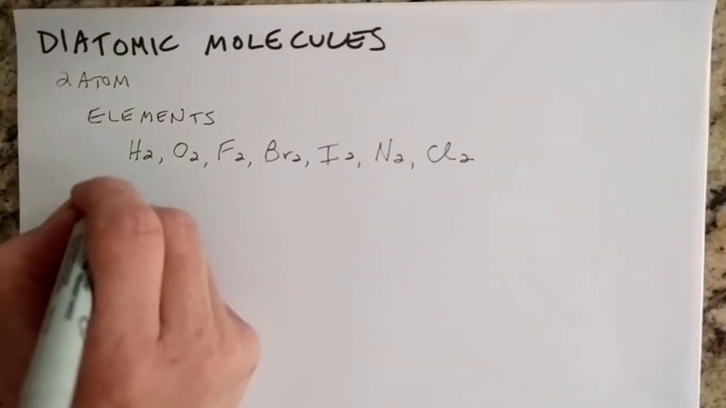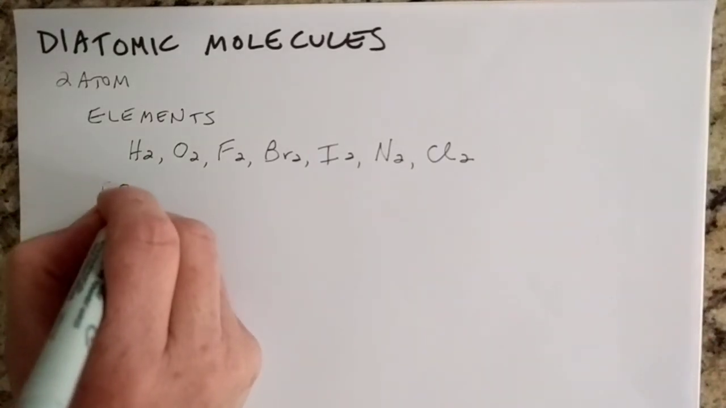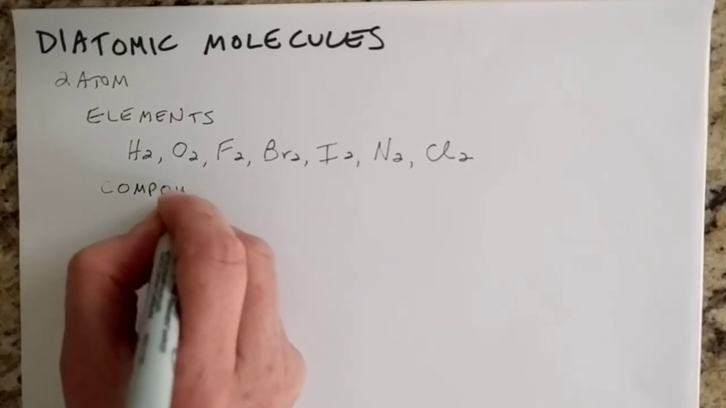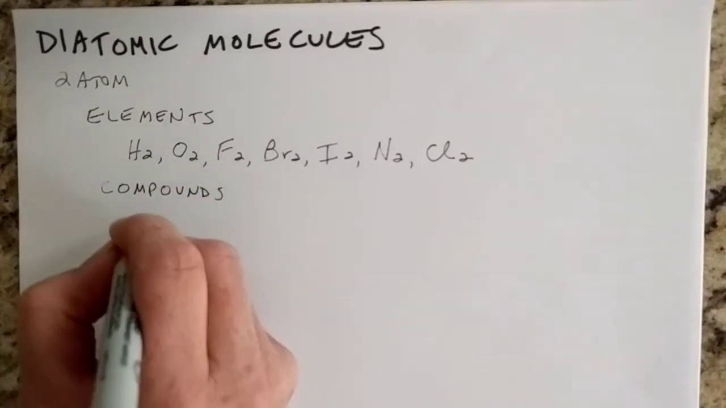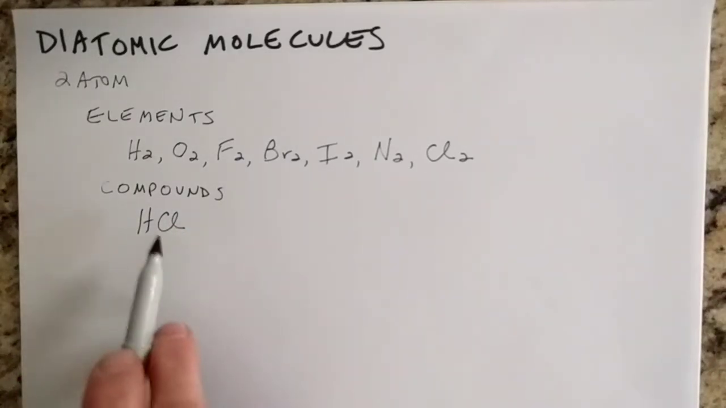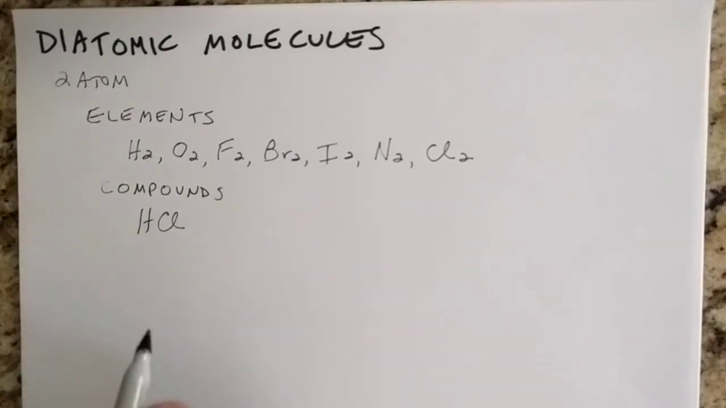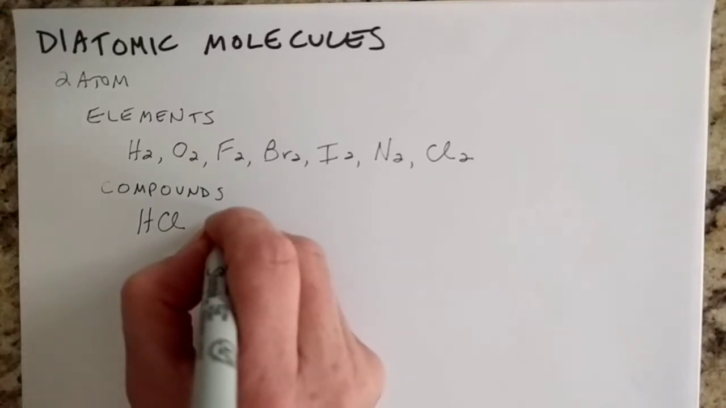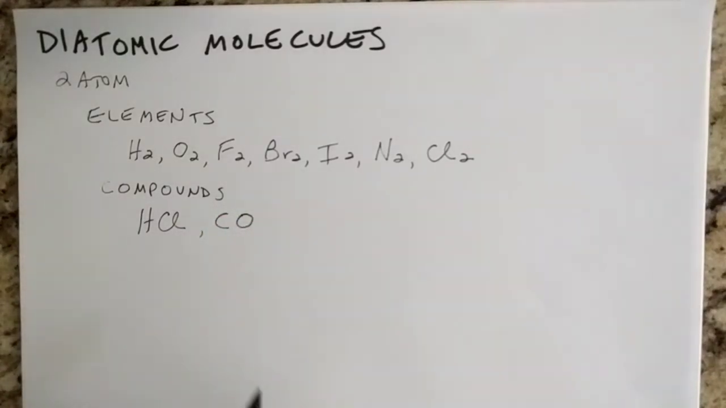We can also have 2 atom molecule for compounds. So for example, hydrogen chloride has the formula HCl. So now the 2 atoms are different. And we can also have carbon monoxide, the formula CO.